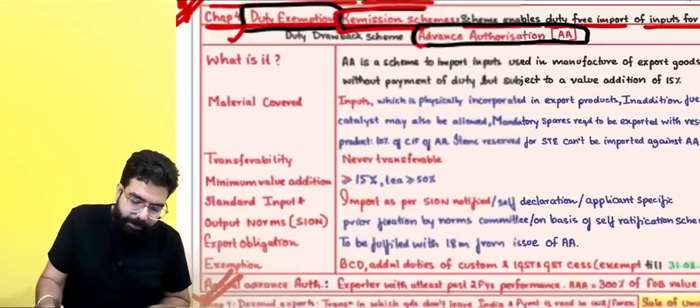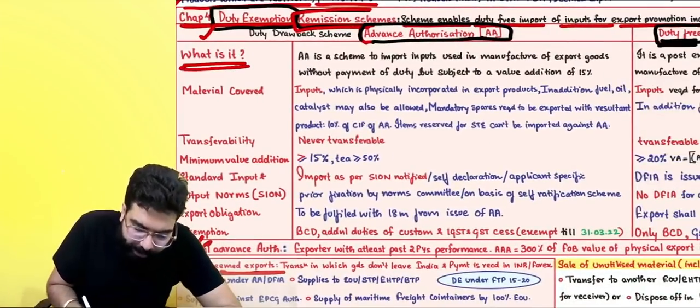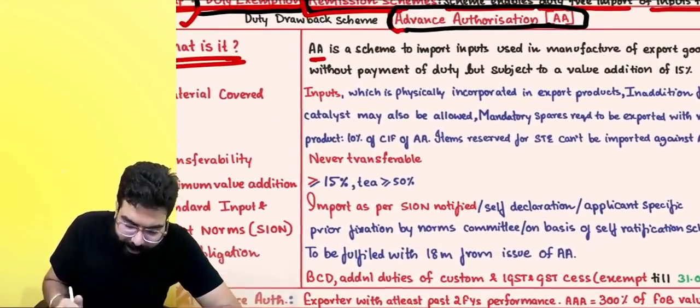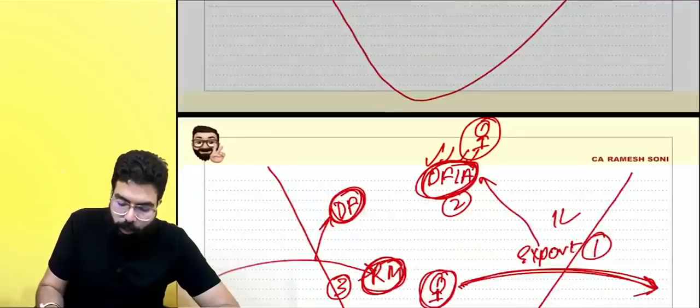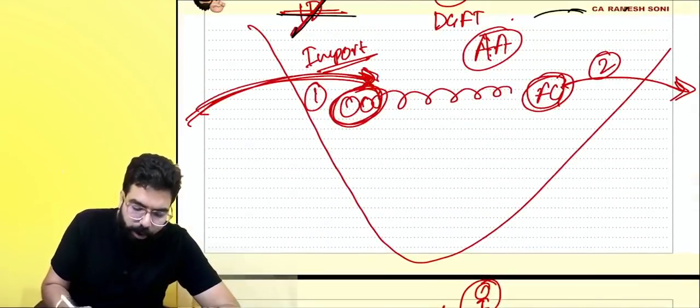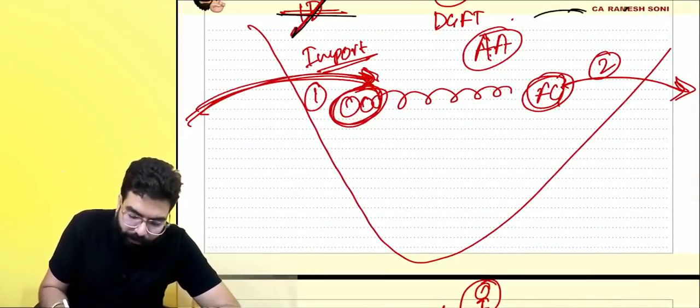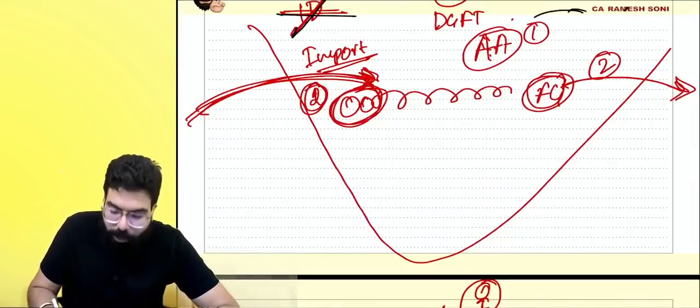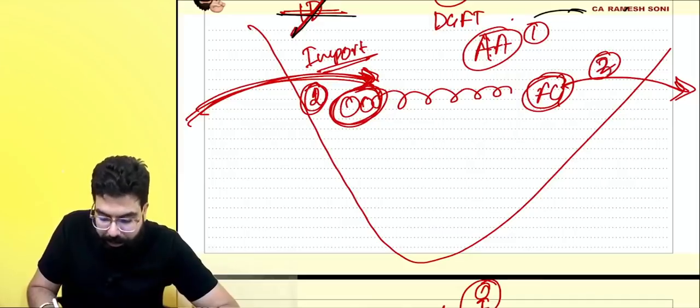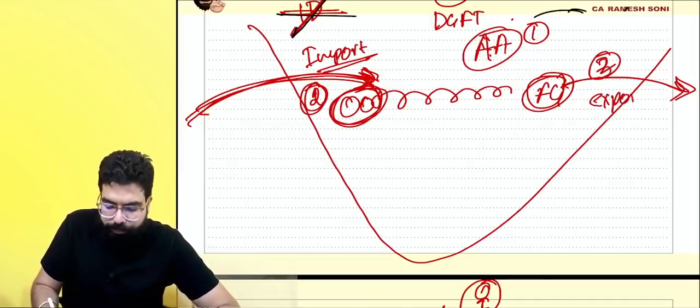So it is over here, everyone. Number one, what is it? Advance authorization is a scheme to import inputs used in the manufacture of export goods. Whatever inputs you need, you can go ahead and import. So first, take advance authorization. Number two, you can go ahead and import. Number three, you can go ahead and export.